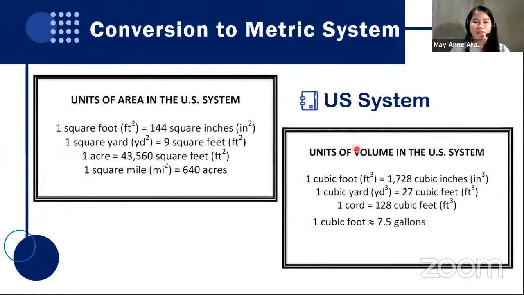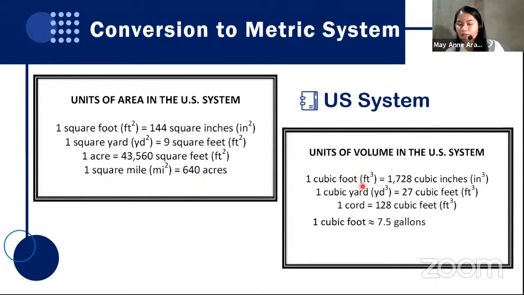Okay, for US system, 1 square foot. So, di ba, 1 foot is equal to 12 inches. So, just square 12. You have 12 times 12, 144. And 1 yard is equal to 3 feet. So, 1 square yard is equal to 9 square feet. So, 1 acre is 43,560 square feet. And 1 square mile is 640 acres.